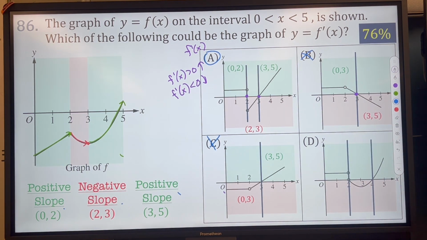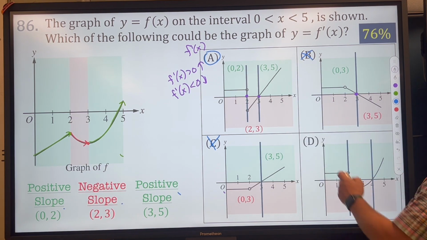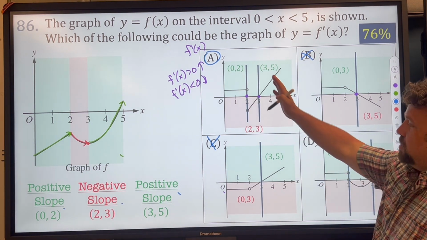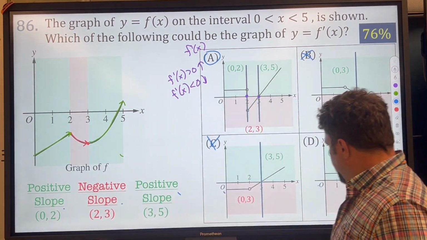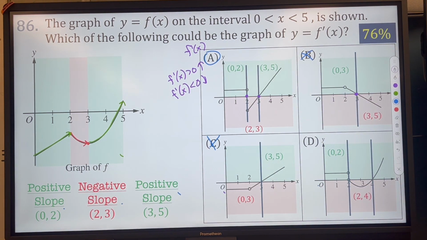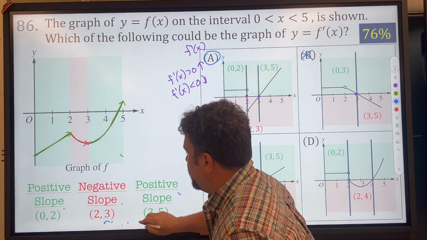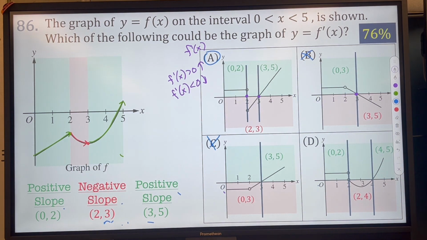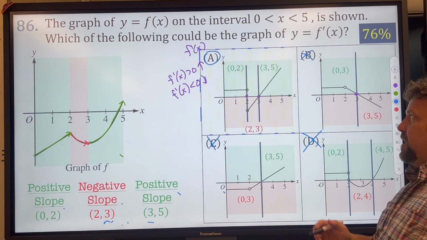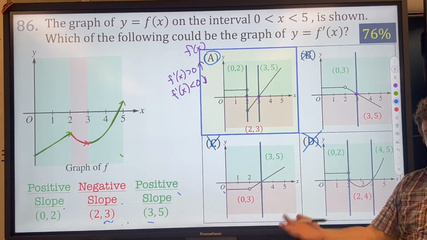Now, D has some potential. It does have the 3 splits like this one. From 0 to 2, it is a positive slope, good. Negative slope, though, from 2 to 4, but we want 3. And then positive from 4 to 5. So once again, D is not a good candidate. Our answer would end up being A.